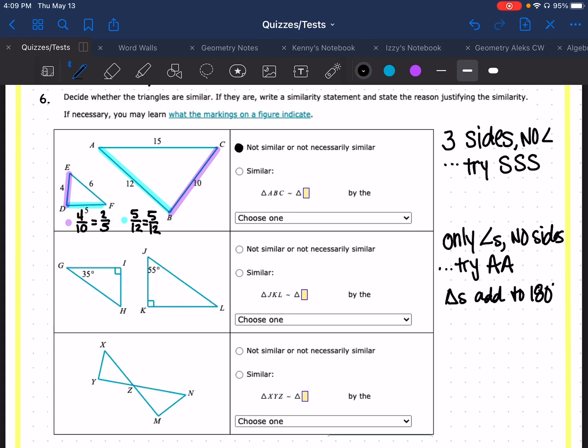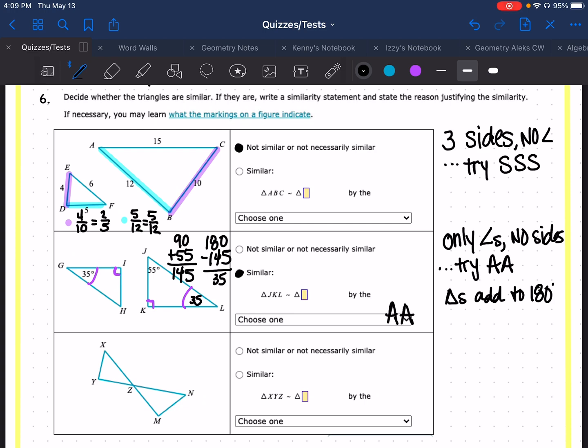Okay, so it doesn't matter which triangle I pick. What I'm going to do is say 90 plus 55 is 145. And then I'm going to say 180 minus 145 is equal to 35. So this angle right here is 35 degrees. And look what I have. I have 35 and 35, and I have 90 and 90. These two triangles are similar, and they are similar by angle, angle. That's the one I'm going to pick.